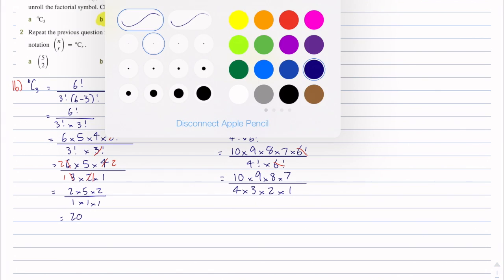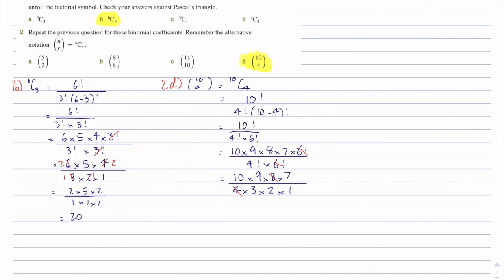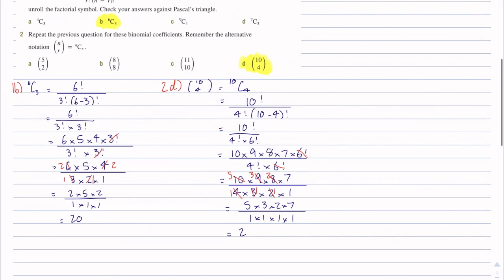Let's see what simplifies. 8 and 4 cancels out to give me 2 on the top and 1 on the bottom. 3 and 9 cancels to give me 3 on the top and 1 on the bottom. 2 and this 10, 5 and 1, and the 1 will do. So I'm going to get 5 times 3 times 2 times 7 on the top. On the bottom, I've got 1 times 1 times 1 times 1. So I'm going to get 15, 30, 210. That's questions 1 and 2.